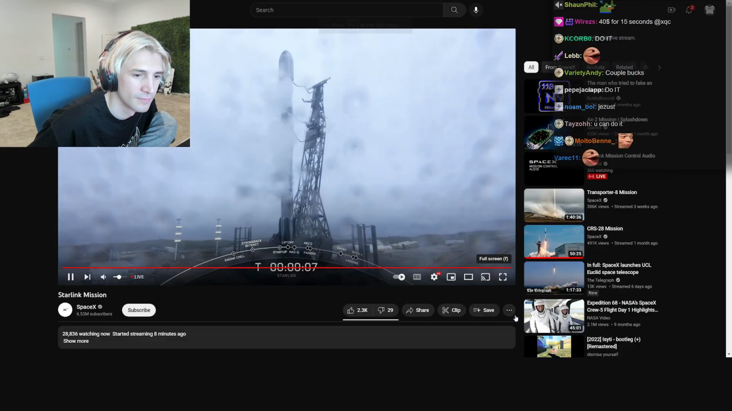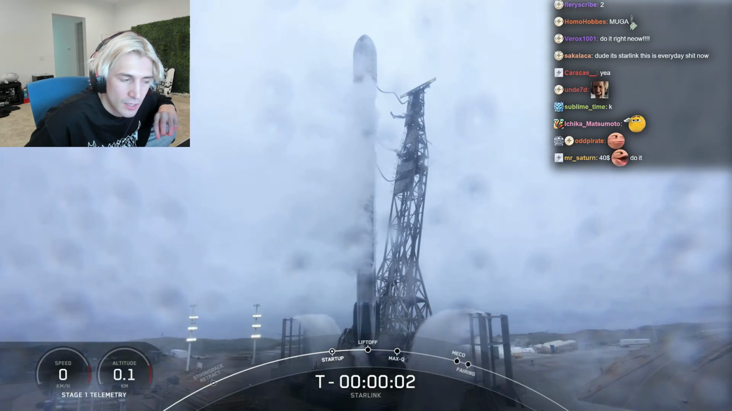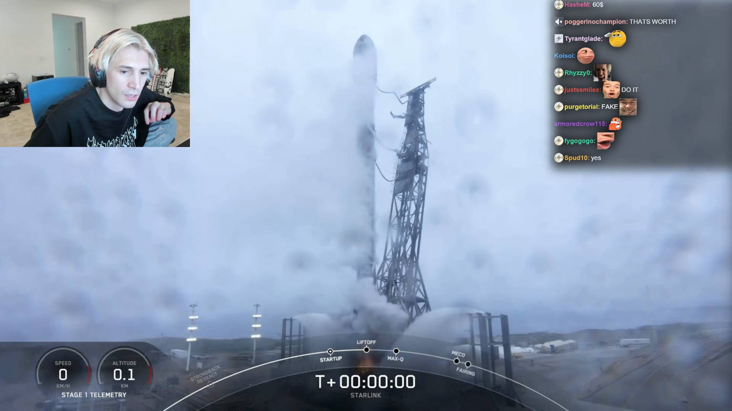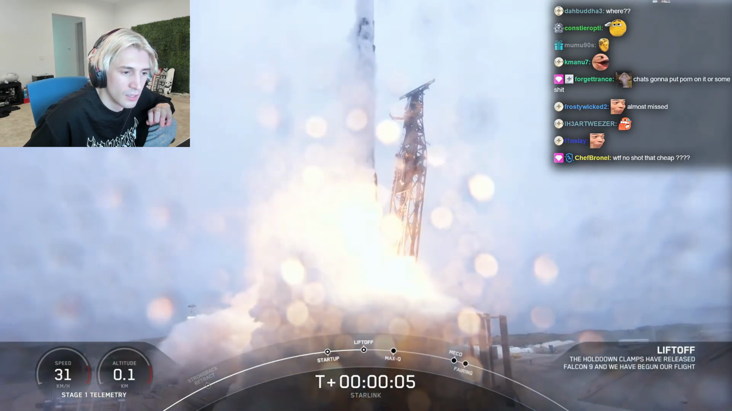8, 7, 6, 5, 4, 3, 2, 1. Engines at full power. And liftoff of Starlink 513. Go Falcon, go Starlink.